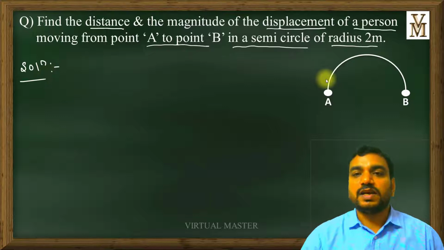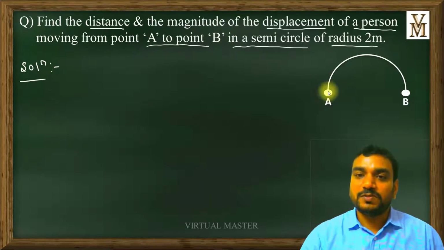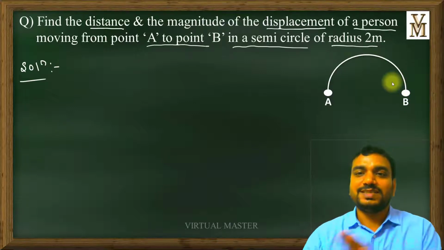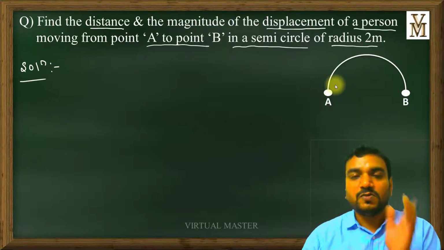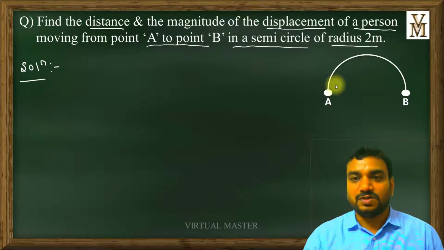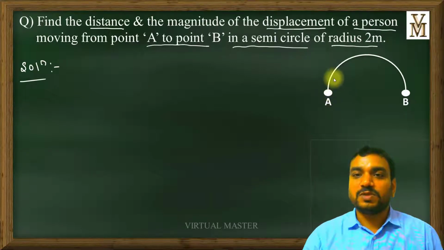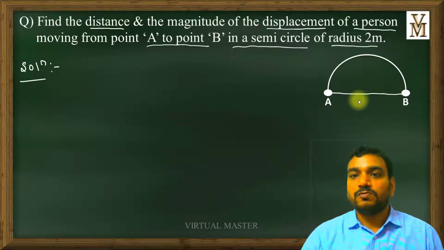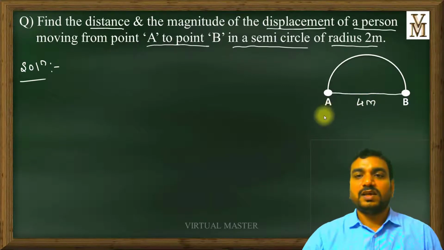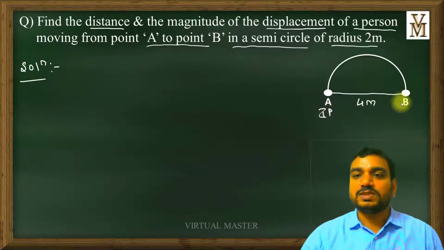Now, as shown in the diagram, the person will be moving from point A to point B in a semicircle. Okay. This diagram is not part of the question. For the sake of explanation, I have drawn. Okay. The person is moving from point A to point B in a semicircle. And the radius of this semicircle is 2 meter, isn't it? So the diameter AB will be equal to 4 meter. Okay. A is the initial position of the person and B is the final position of the person.